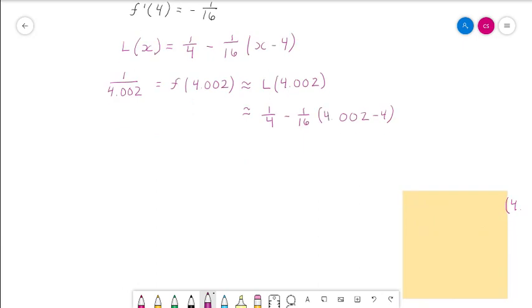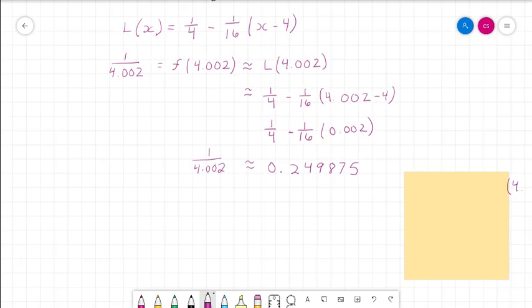Okay. And then notice this has really just become the difference between 4 and 4.002. Okay, something like that. And again, we can calculate this fairly well. This is just kind of like an arithmetic problem. And we get our final solution. So 4.002 is going to be approximated by 1/4 minus 1/16th times 0.002, which ends up being 0.249875, something like that. All right, and then there you go.